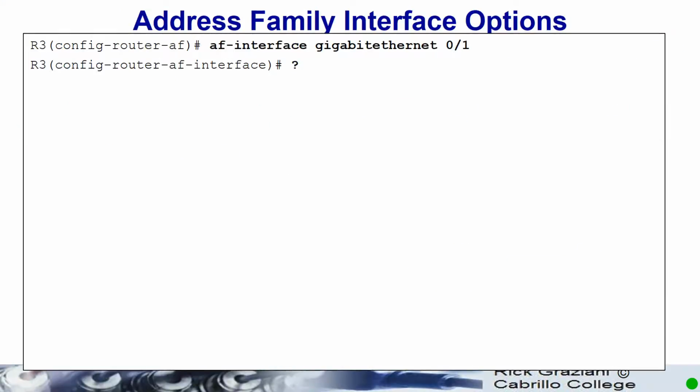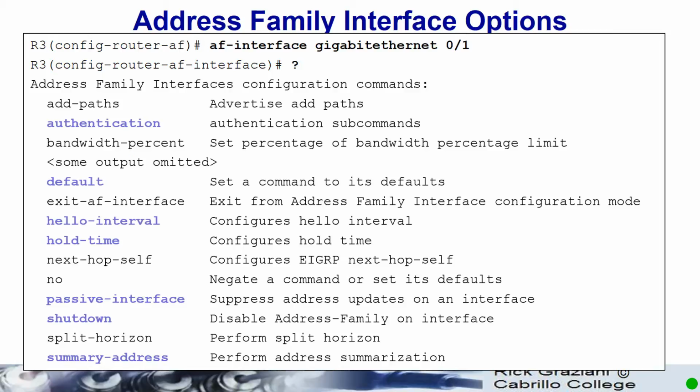So address families, interface options. We can do hello timers and intervals. We can make them passive, summarize them, shut them down, authenticate. Again, same thing that we've been doing with IPv4. Again, disable, passive.